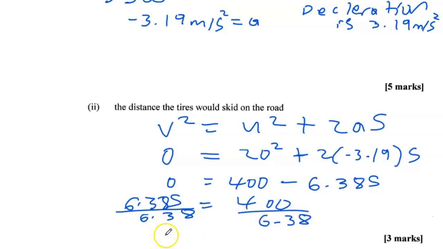So s is equal to 400 divided by 6.38. That's 62.69. We'll call it 62.7. So distance will be 62.7 meters.